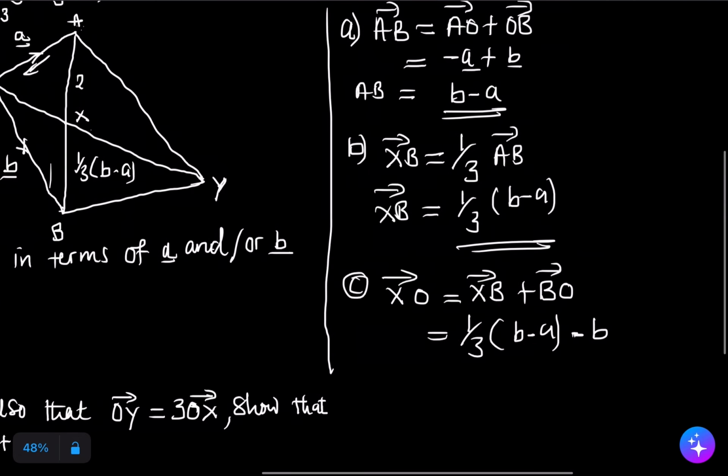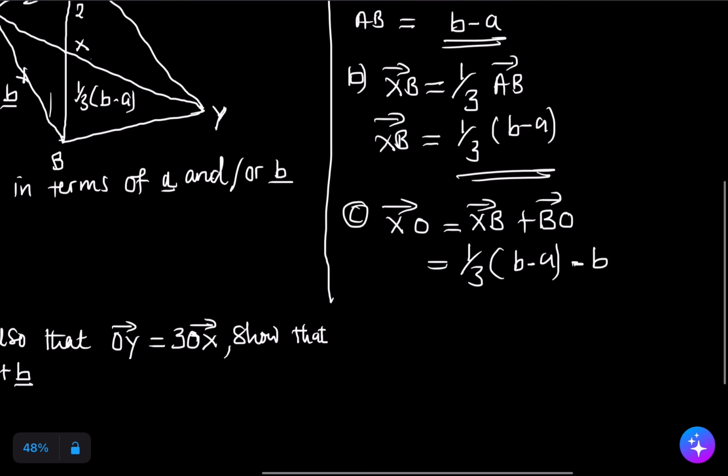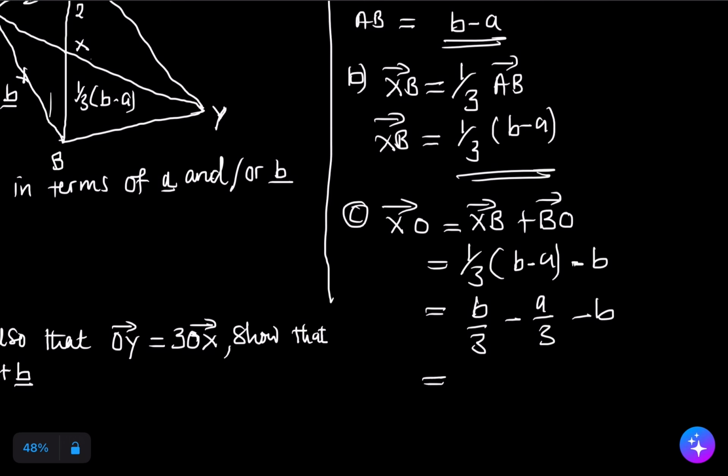From here we can go on to multiply what is outside the bracket with what is inside. We can say 1 over 3 times B, so we get B over 3, and then 1 over 3 times negative A, we get negative A over 3, and then minus B on the other side. So we collect the like terms. We'll have B over 3 minus B, and then minus A over 3.